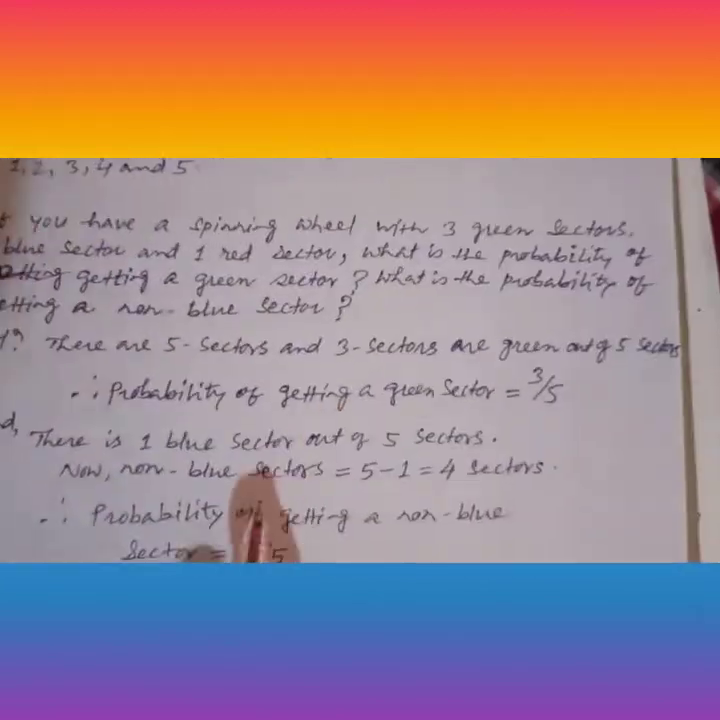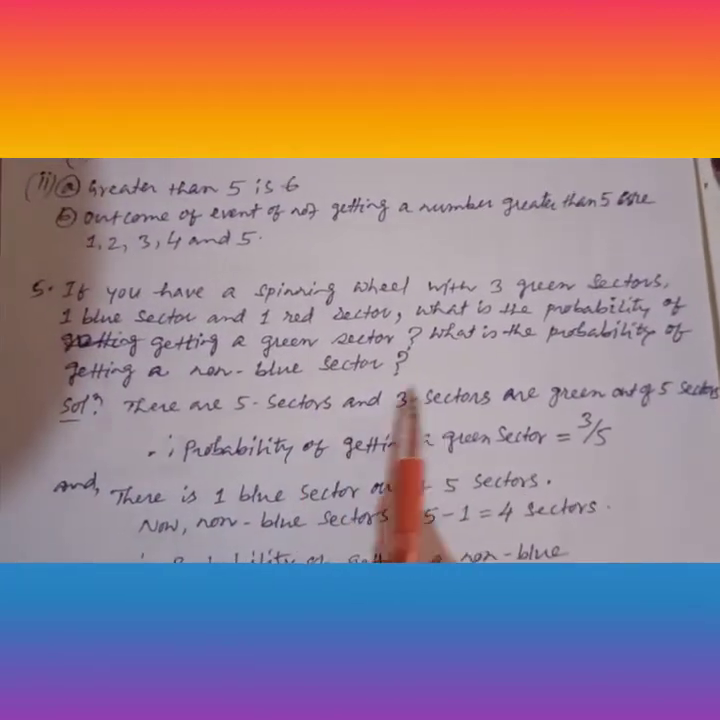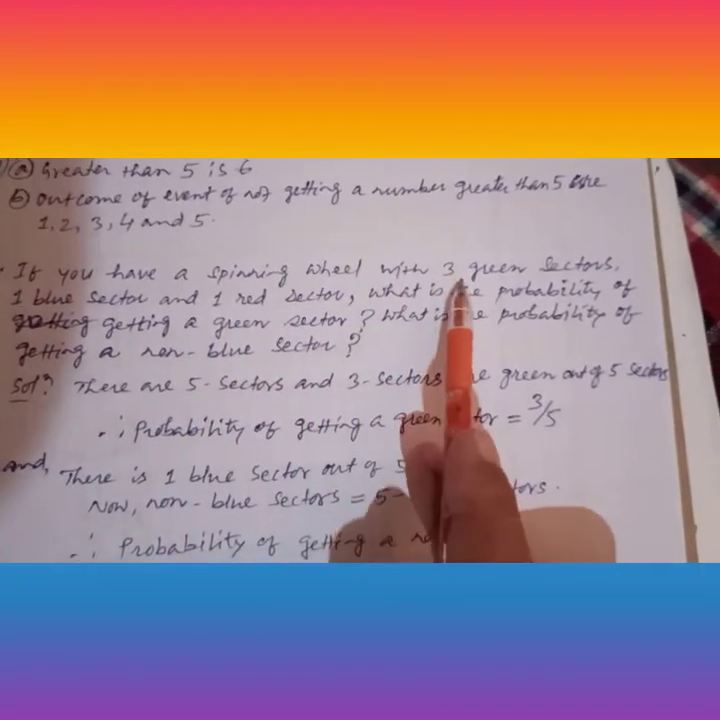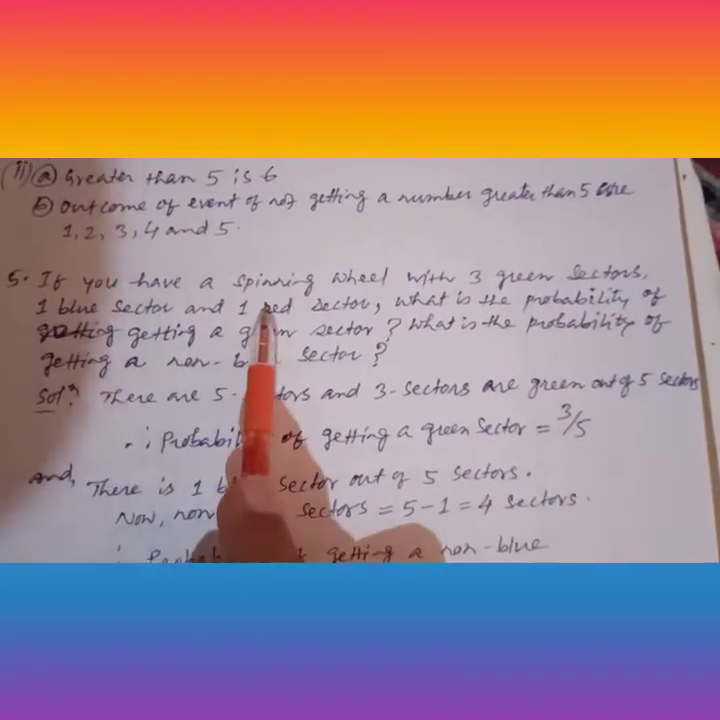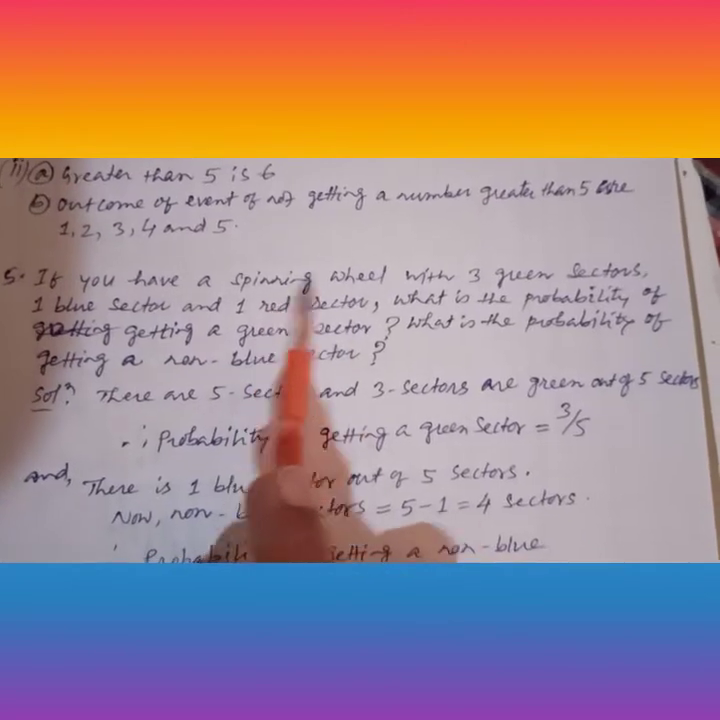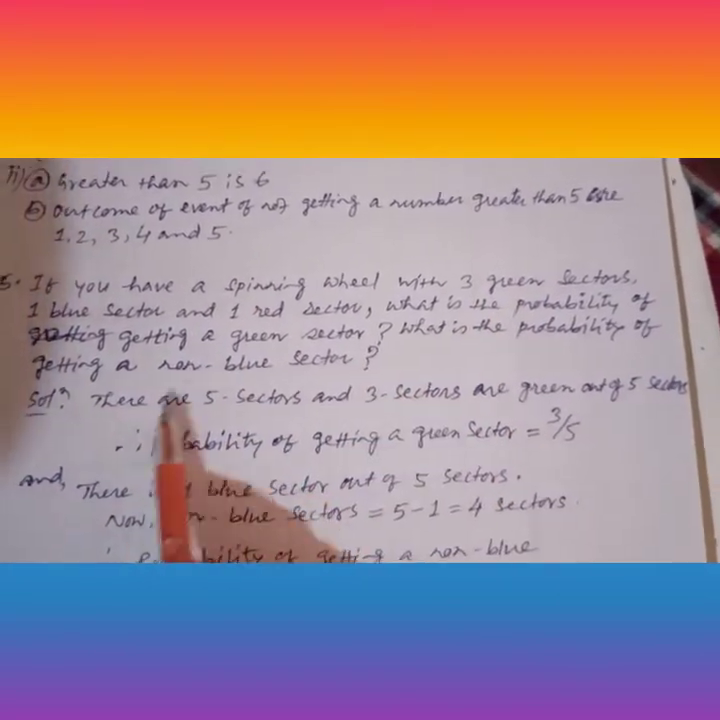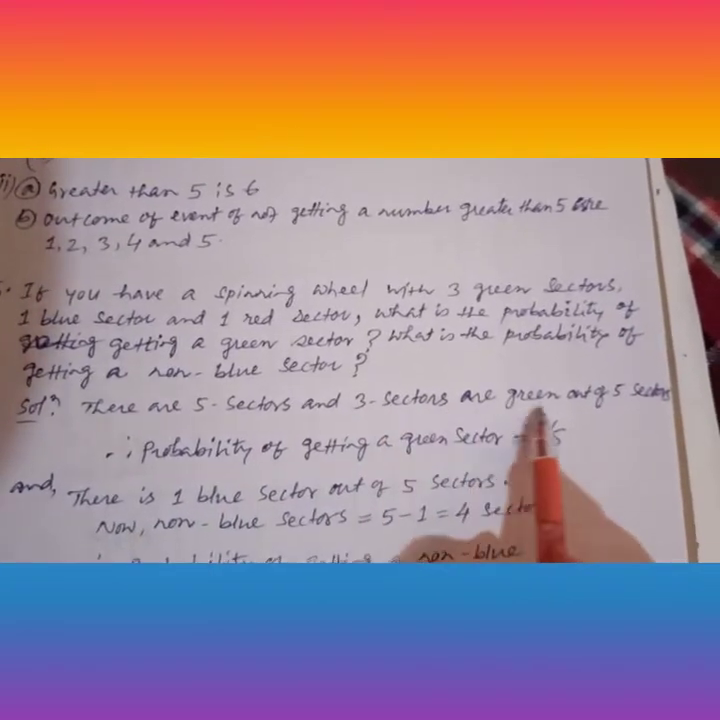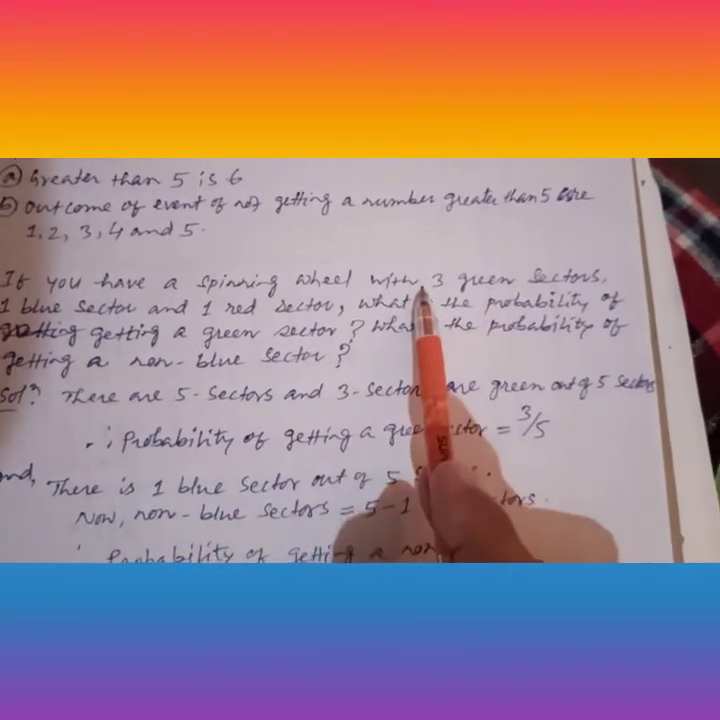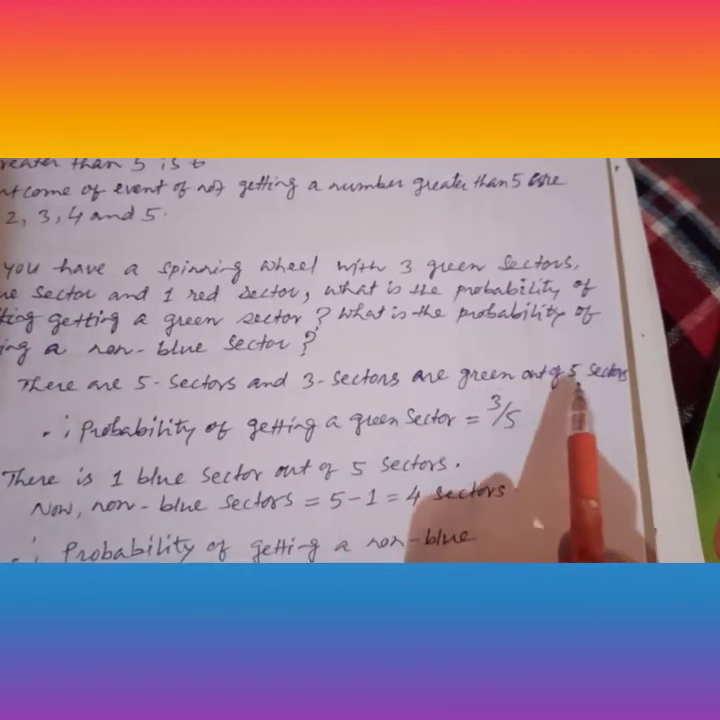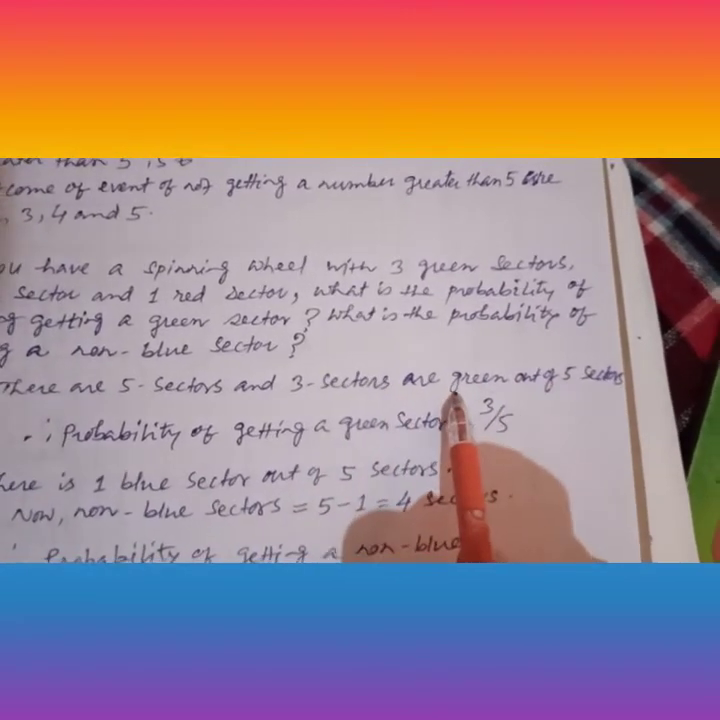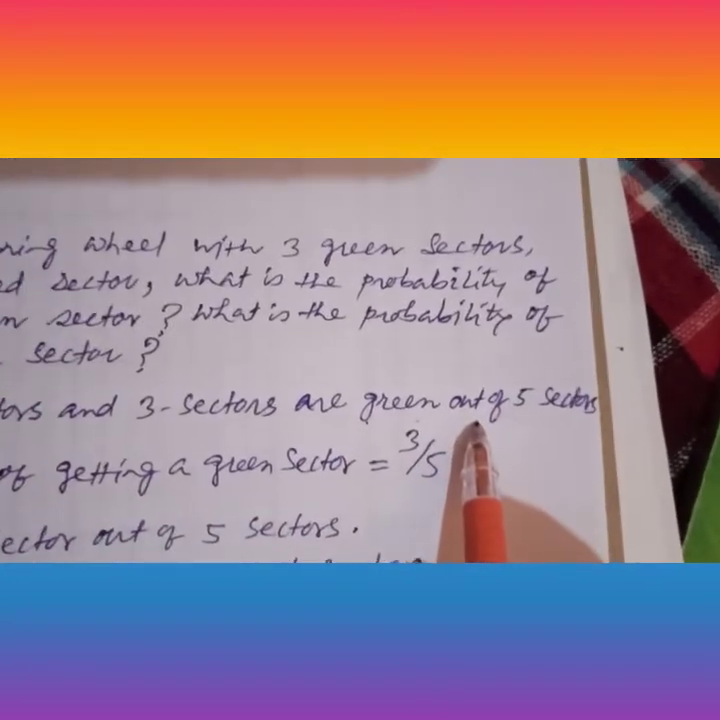You see, there are 5 sectors. That means given 3 green sectors and 1 blue sector and 1 red sector. So all together this will be 3 plus 1 plus 1, which is equal to 5. So you can write there are 5 sectors and 3 sectors are green. Here it is mentioned 3 sectors are green, so you write there 3 sectors are green out of 5 sectors.